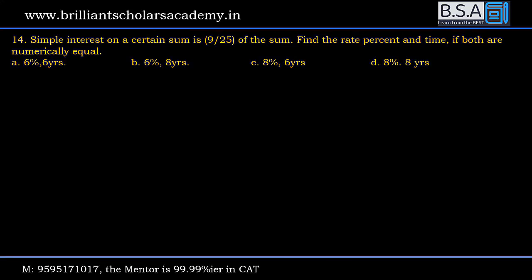It's a very old CAT question, 2002, 2003 kind of question. Go on, answer. As I have said, I use formulas of SI and CI when one of the terms is given as a variable.